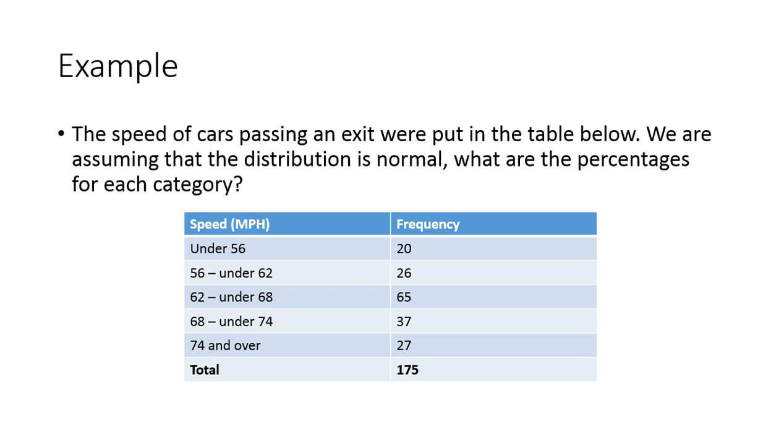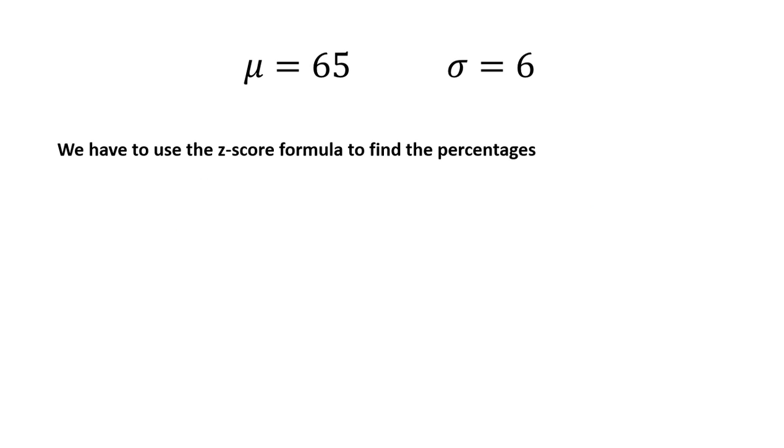That's going to help us find our E's. These frequencies are the O's, the observed. So take a second to write down all this data. Now, we are assuming that the mean of this data set is 65 miles per hour, how fast you're supposed to go on the road. The sigma on this one we're also assuming is 6. These numbers are usually either given to you or you calculate them based on what's given.